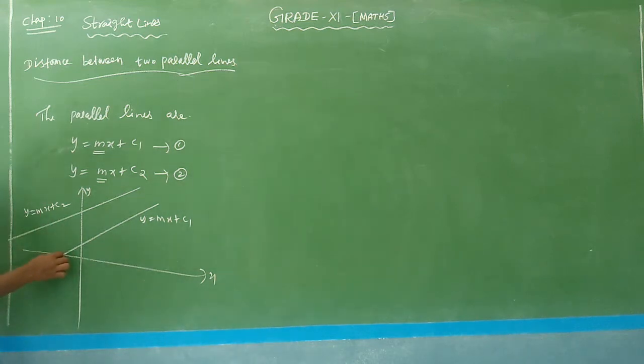This is the x-intercept. Let's consider this point is A. Draw a perpendicular line from point A to the line y equal to mx plus c2. We have this distance D. The required distance is AM. That is called D. Okay, right.